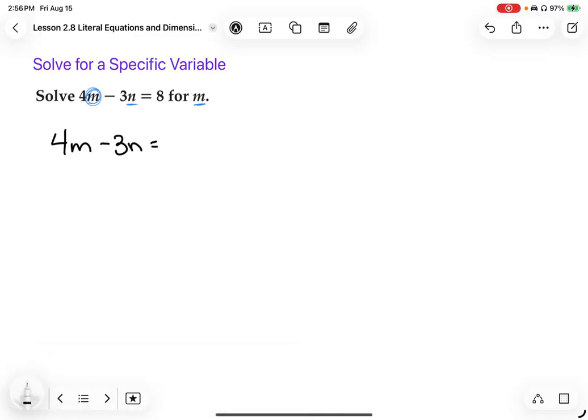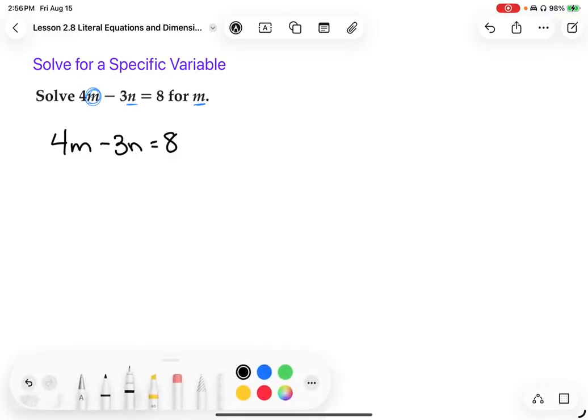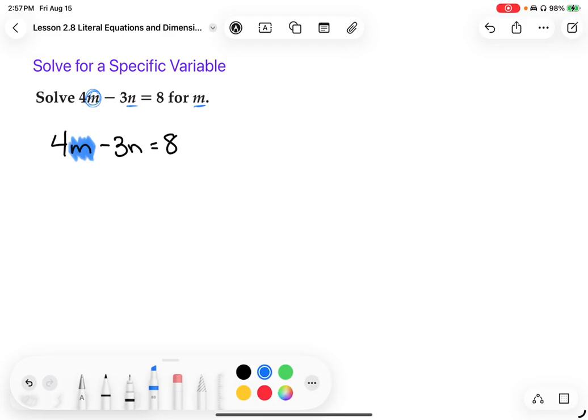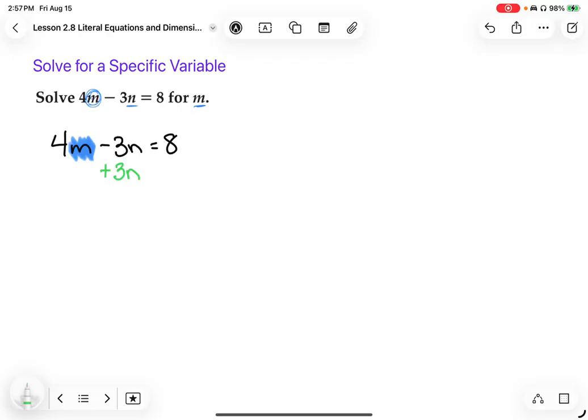Now the process for solving this is exactly the same. We want to move everything to the other side so that the m is isolated. So we want this m to be by itself and everything else moved to the other side. And we're going to follow the exact same steps that we normally do when we solve an equation, meaning we want to get rid of the addition and subtraction first, and then we're going to take care of the multiplication and division. So our first step here is going to be take care of this 3n. We're going to add 3n to both sides.